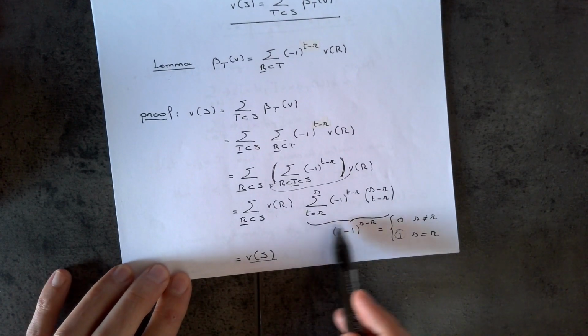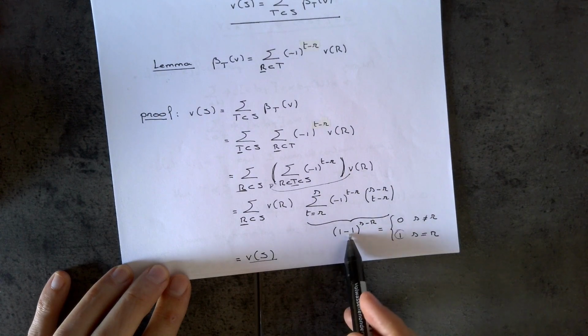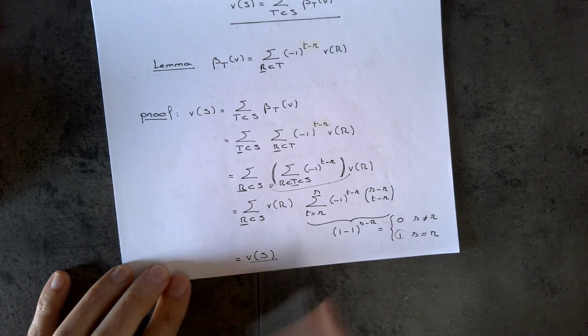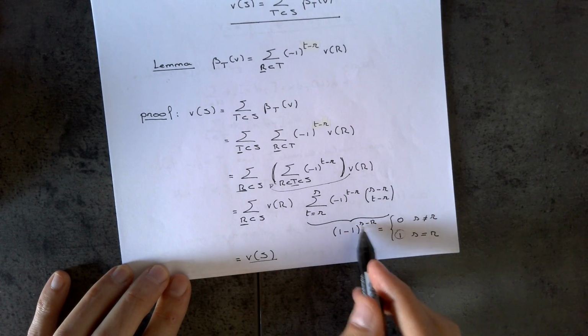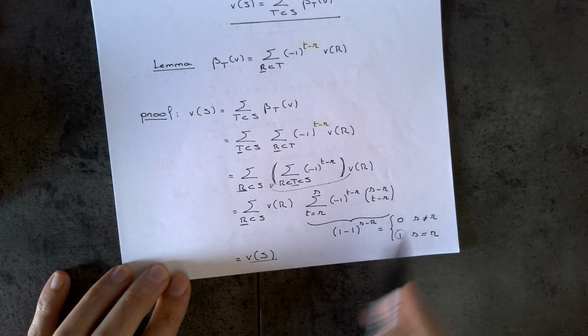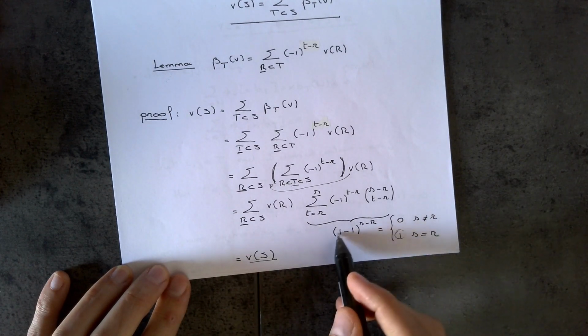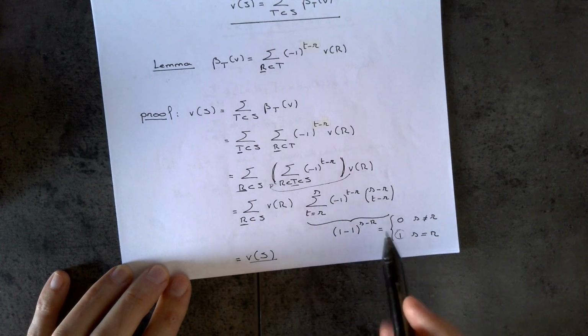And now you can recall this using the binomial theorem. This is the same as 1 minus 1 to the power S minus R. And usually 1 minus 1 is 0, so this is 0 to the something. If S is different from R, this is 0 to some number, which evaluates to 0. But you have to be a bit more careful, because if S is equal to R, then this is 0 to the power 0, which is a strange object.